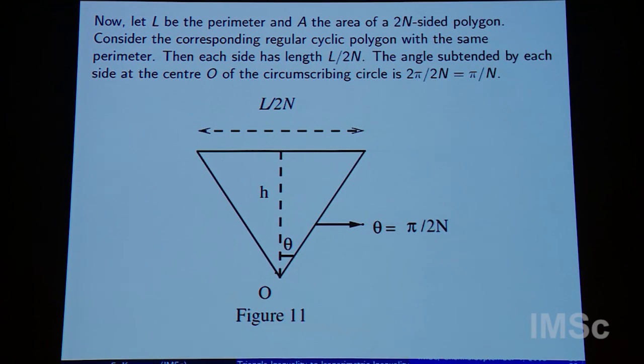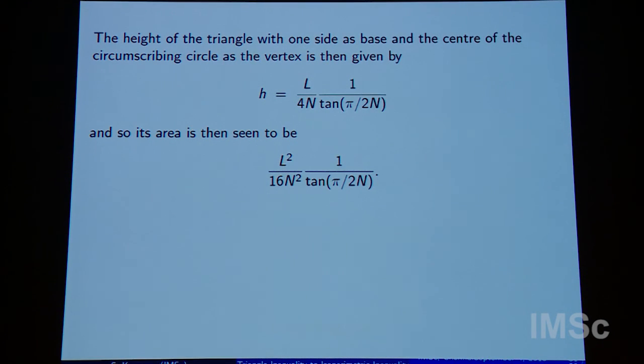So the angle subtended at the center is 2 pi by 2n, which is pi by n, and so half of that angle is pi by 2n. So then I can compute the height of this. Half of this is L by 4n, and L by 4n divided by h is tan of theta, from which I can get the height. So the height is L by 4n by tan pi by 2n. Is this correct? The height of the triangle.